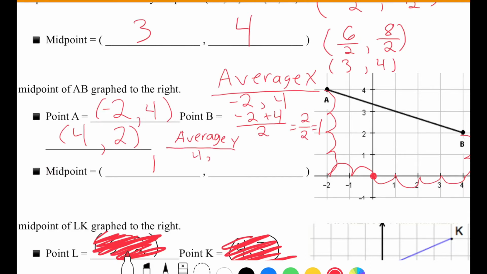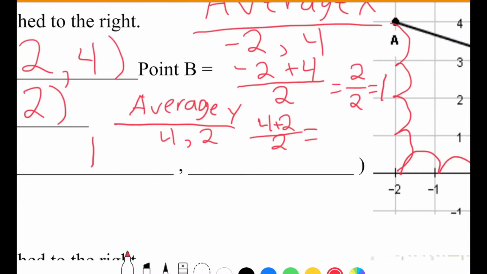well, my y values are 4 and 2, so I'm going to add the two numbers given, divide by how many numbers there are, so 4 plus 2 gives me 6 over 2, which gives me 3. So my y value of my midpoint is 3.